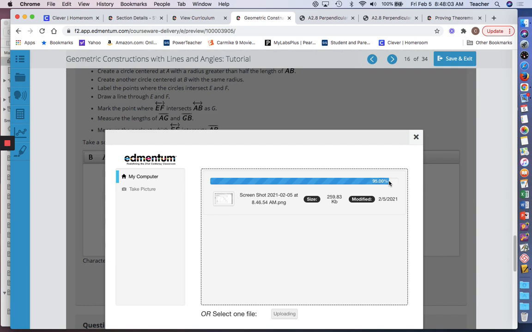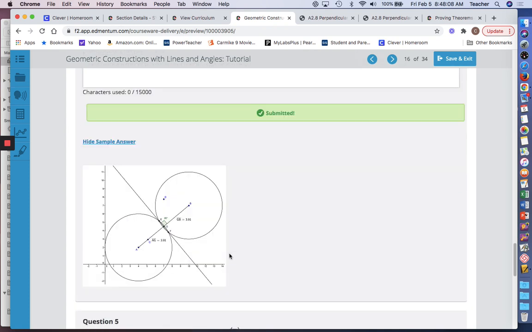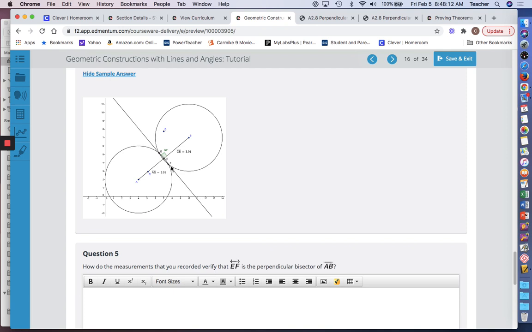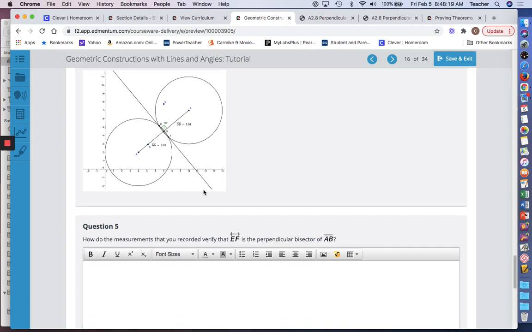All right, it's not going to go through, so I'm just going to click forget it and hit submit. So you guys can see, I mean, exact same thing I've got, except it looks like their radius was smaller than my 5 because they kind of barely crossed each other.